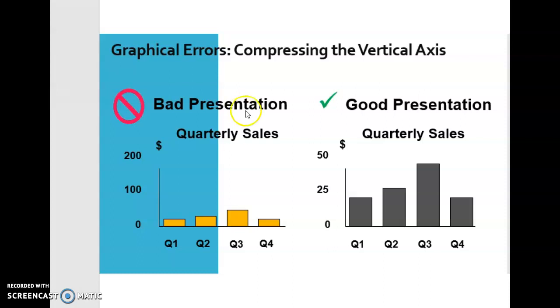So the one on the left makes it really hard to see the differences, say between quarter 1 and quarter 2, whereas the one on the right chooses an appropriate scaling. Both charts here are the same data, but this is a little easier to see how Q3 was so much more dominant than the other quarters.